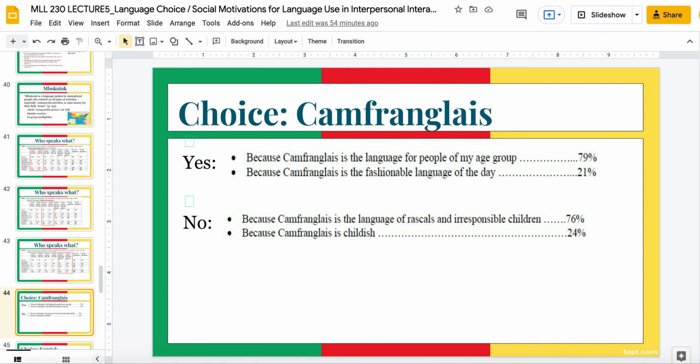So they interviewed people about their language choice, and they also determined why they would use this choice. So maybe they would speak Cam Franglais. They would say, I speak Cam Franglais because it is the language of people in my age group. So obviously they're young, right? It's fashionable, it's hip, it's kind of like slang. If they don't choose Cam Franglais, it's because they think it's the language of children. It's childish, right? It's like if I used some slang, you'd be like, oh my gosh, you're just trying to be cool, but you're not cool.